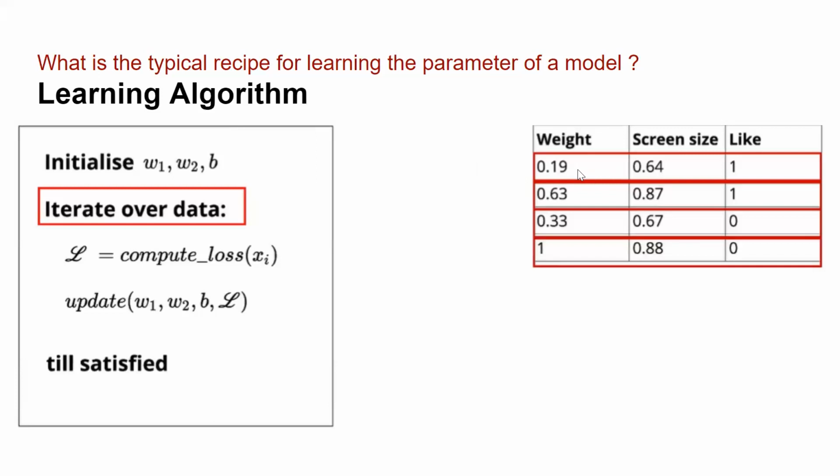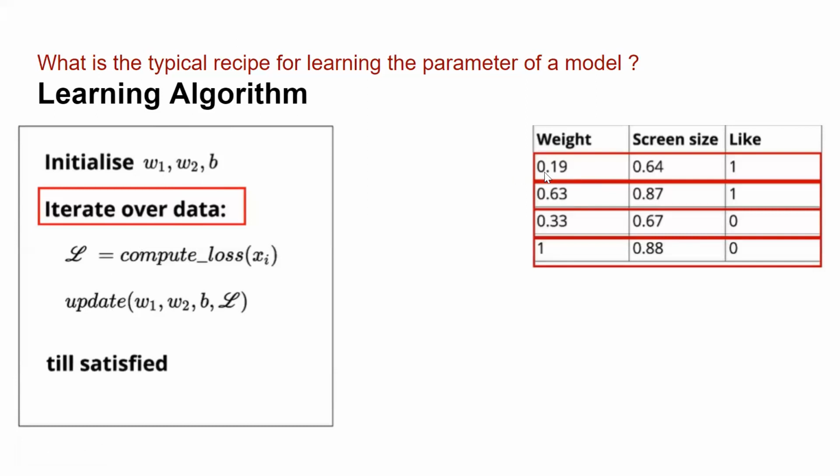How would I compute the loss? I'll multiply my weight with my screen size, and then I'll check whether it is greater than my threshold. The threshold is B. If it is greater, then my output will be 1, else it will be 0. If my predicted value is matching with the actual target, the loss is 0, else it would be 1. So I have to compute loss. That loss can be either 0 or 1. And after that, I have to update the value of W1, W2, B. So then I have to update these parameter values.